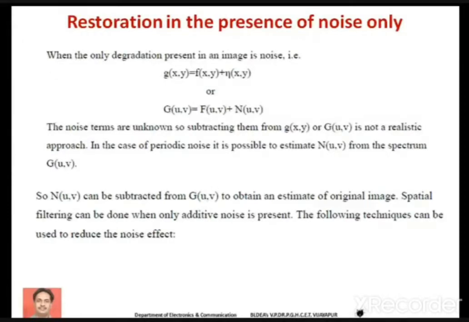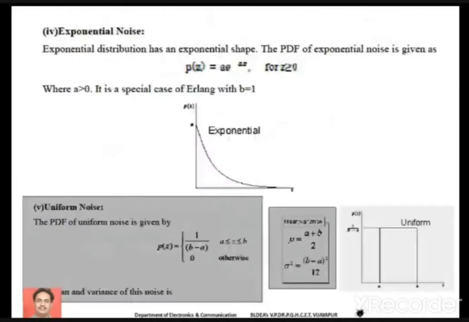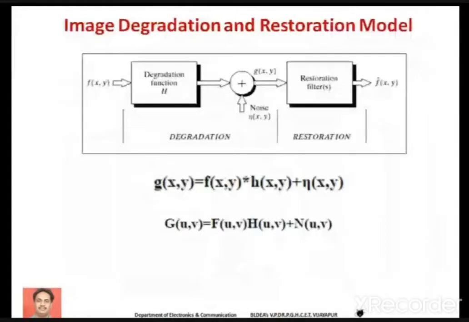Okay. In the last class we discussed the image degradation and restoration model. Just try to recall. Here we have the input image f of xy, and this image might be degraded by the function h. We assume that h is some filter function. So image f of xy is degraded by the function h of xy. Actually this degradation appears in the form of convolution.